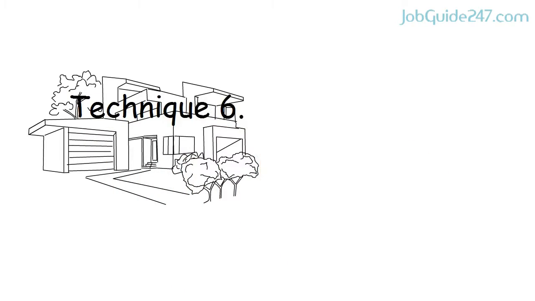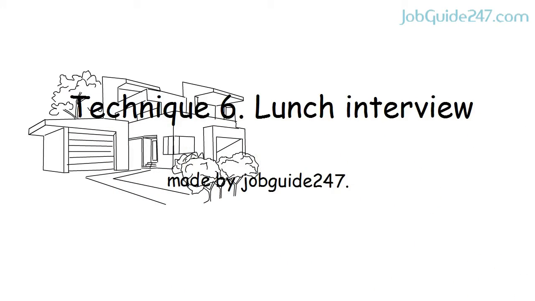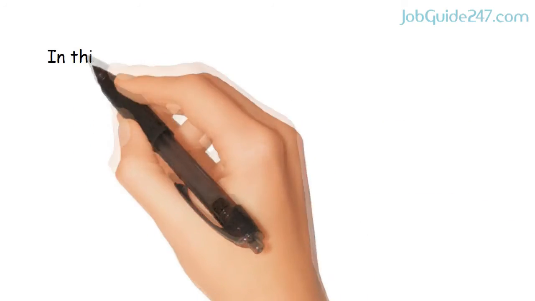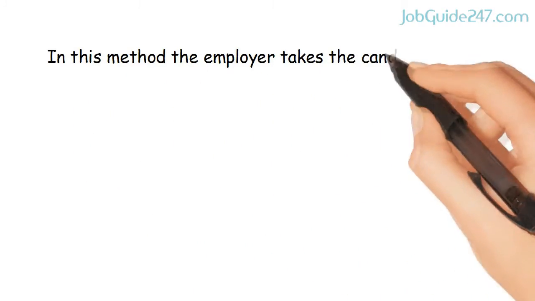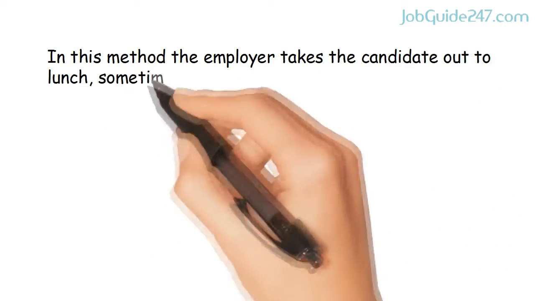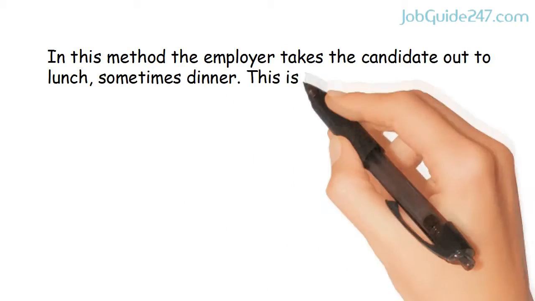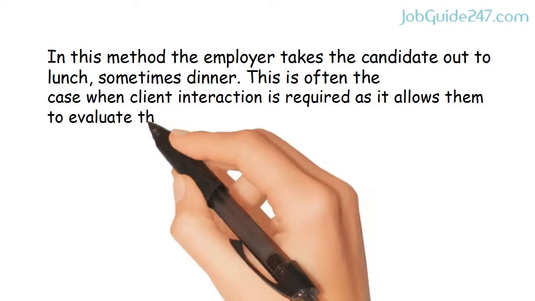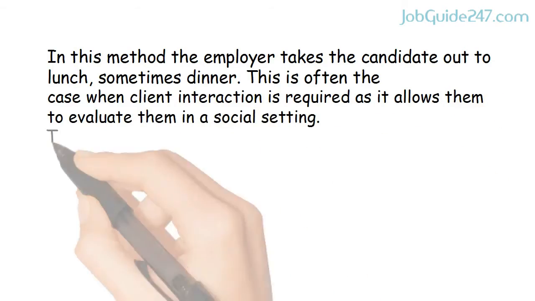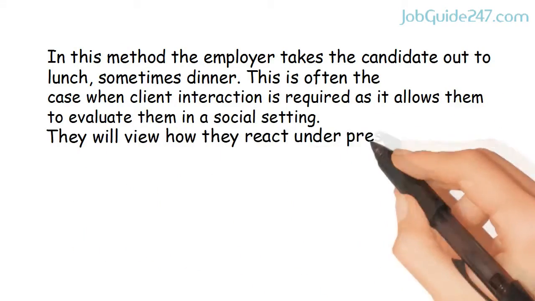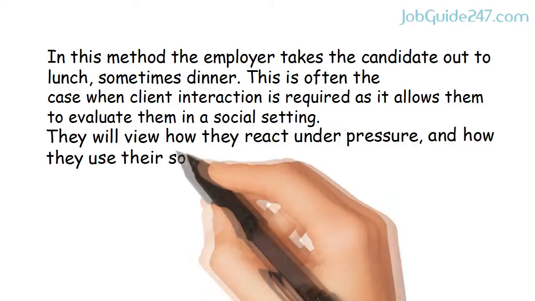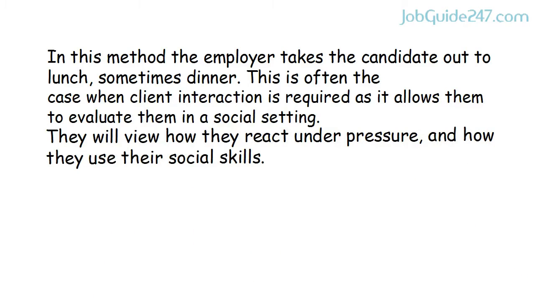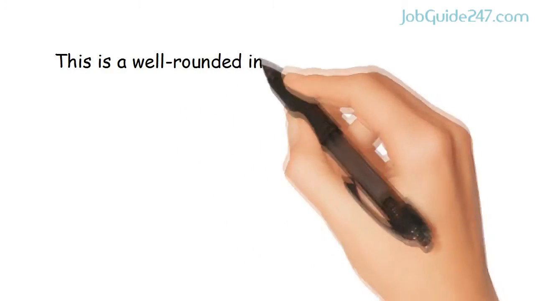Technique 6. Lunch interview. In this method, the employer takes the candidate out to lunch, sometimes dinner. This is often the case when client interaction is required, as it allows them to evaluate them in a social setting. They will view how they react under pressure and how they use their social skills. This is a well-rounded interview.